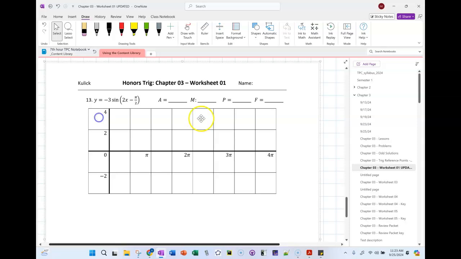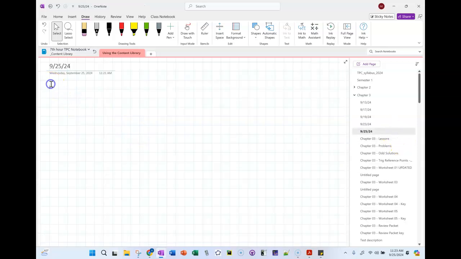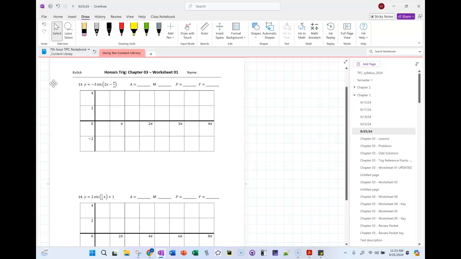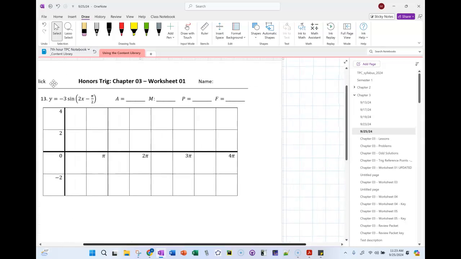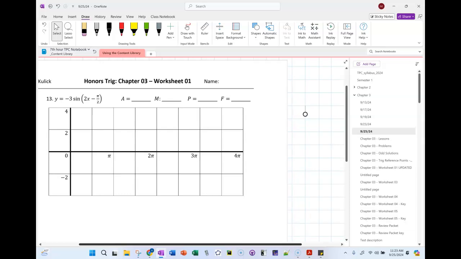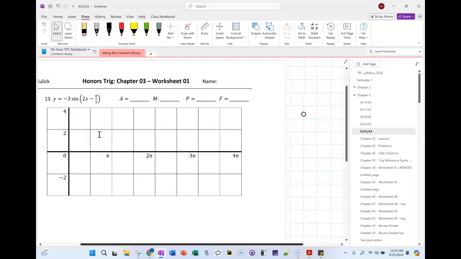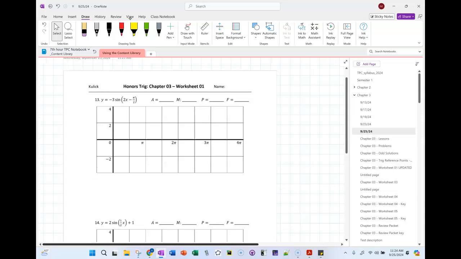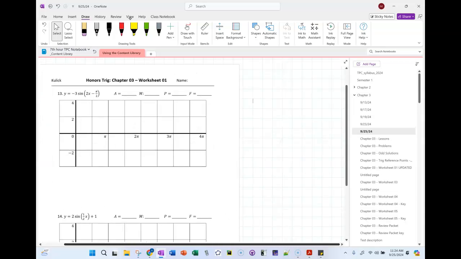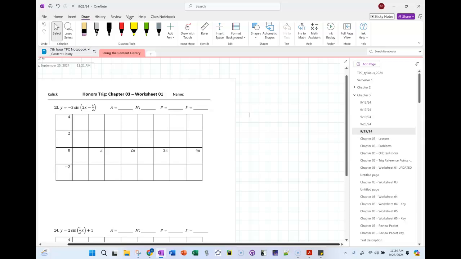So let's do a graphing problem like number 13. If I'm going to do one of these kinds of graphing problems, the first thing I need to do is figure out the values for the A, C, H, and K. Right, so I have that.